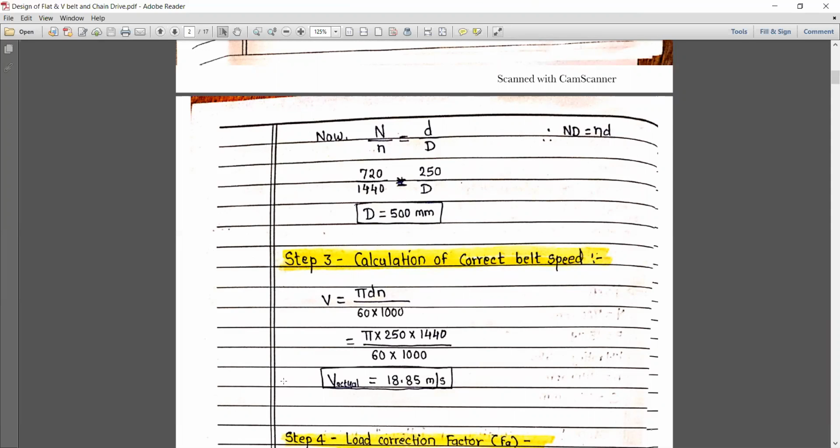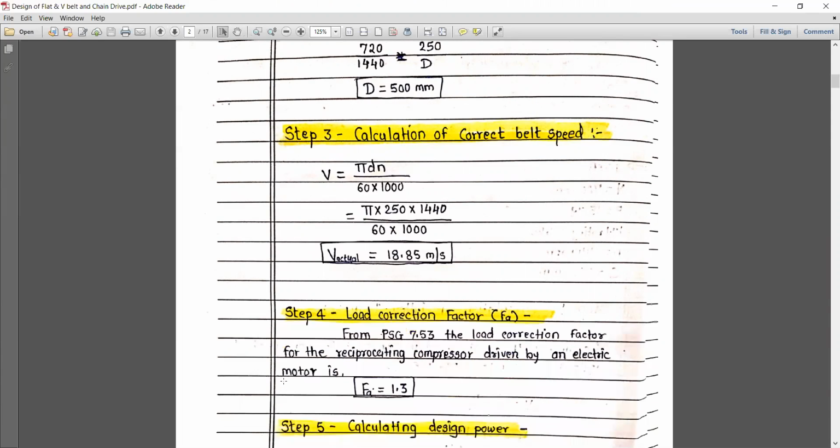Now, next step, calculating the correct belt speed. The diameter which we calculated was 251 point something, but we selected 250 from the standard catalog. As the dimension changes, obviously there is a change in velocity. So now we are calculating the actual velocity based on this diameter.